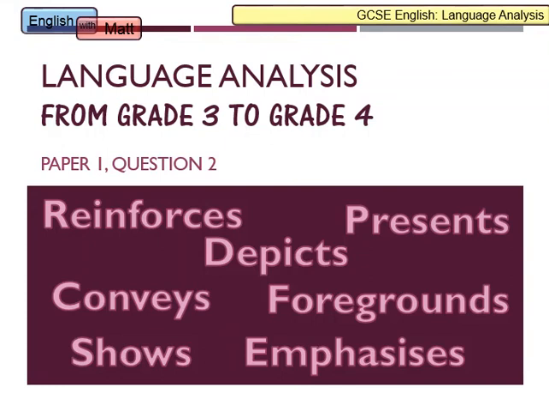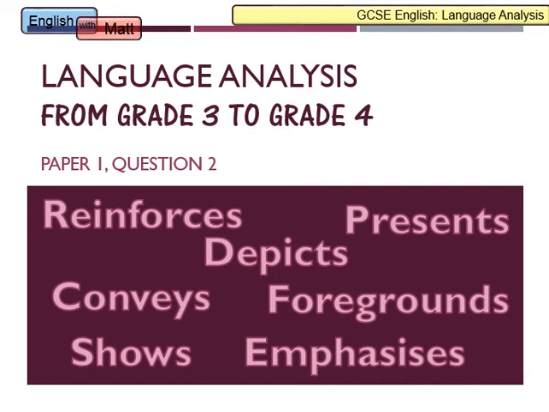Here we have another video about language analysis, particularly going from grade 3 at GCSE to grade 4. In the purple rectangle, you can see 7 words, which I call effects words, which are always useful to use in a language response because it shows that you are talking about the effects on readers. You're aware that the writer will create something through language for a particular effect.